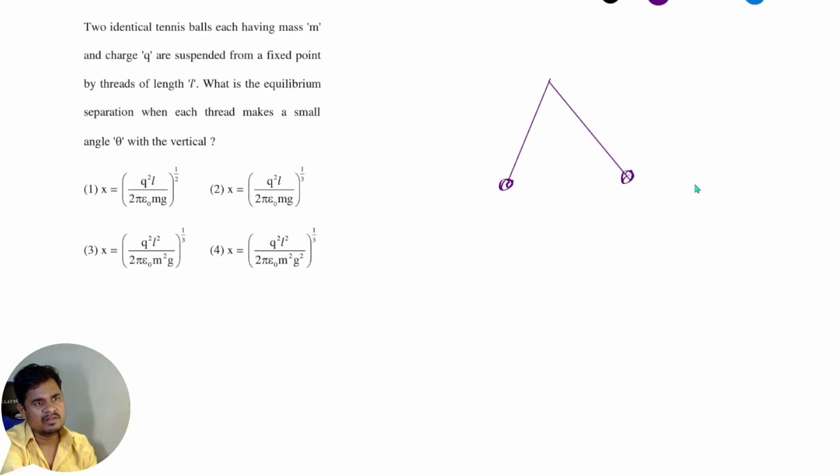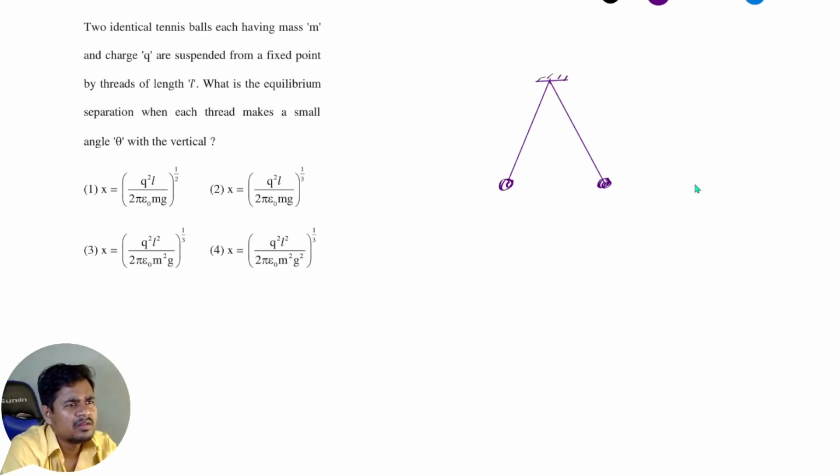And it is given in the question that these are a small angle. So basically they are making a small angle, so we can use approximations if required. So the balls are here like this way, tennis balls. They have mass m and they are separate. The length is L.